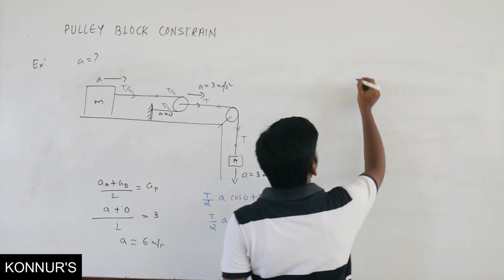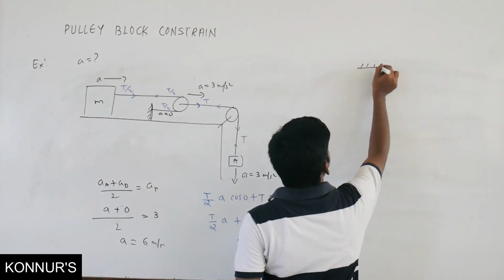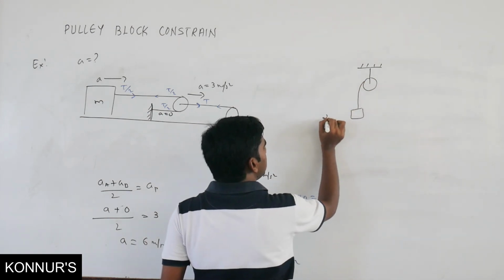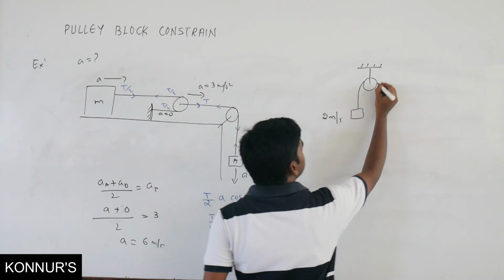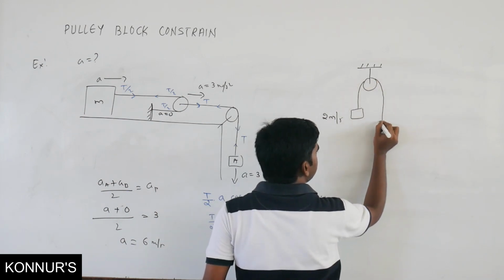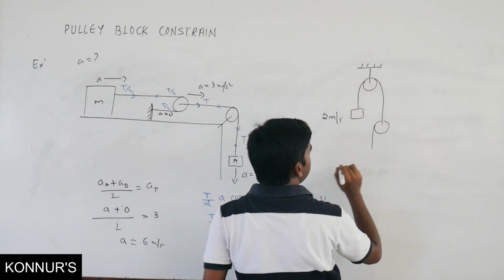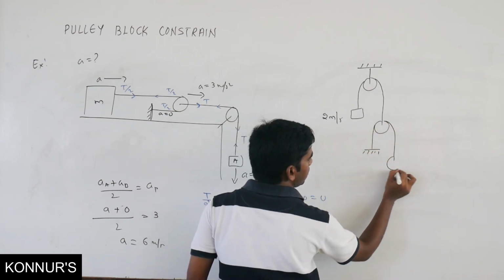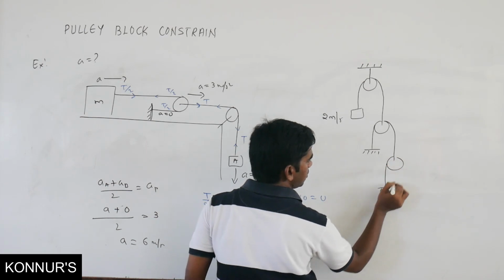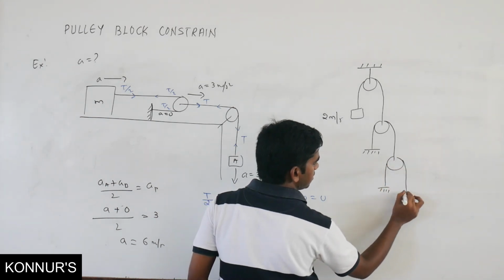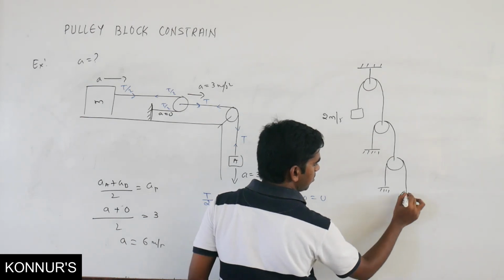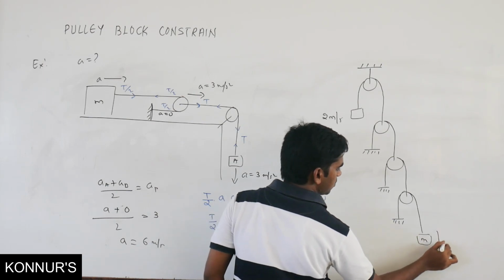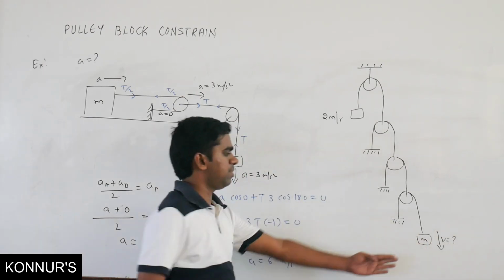Suppose you are having one pulley here, moving with, say, 2 meter per second velocity. This is connected to another pulley. Here it is connected to a rigid support. This is connected to another pulley, connected to a rigid support. This is connected to another pulley, connected to a rigid support. So here mass m is there. They will ask what is the velocity of this mass.